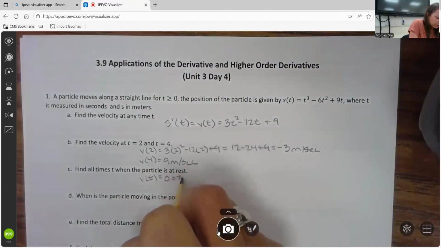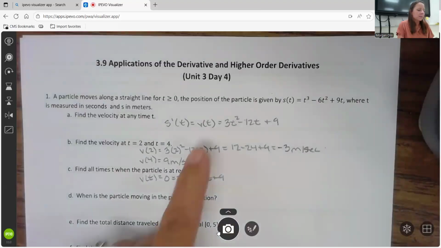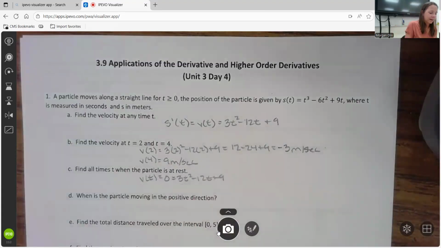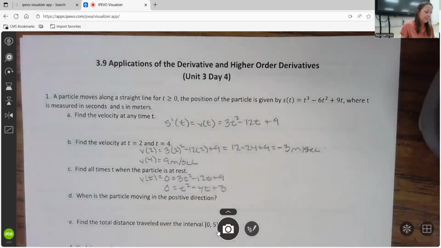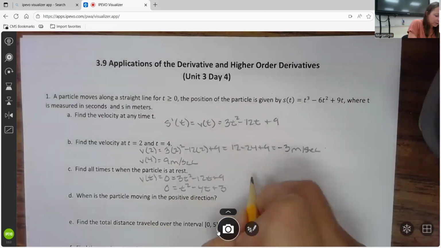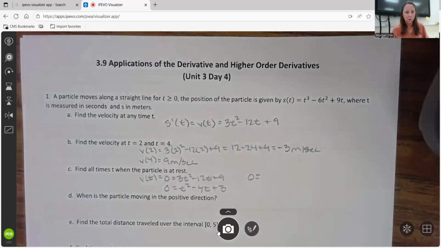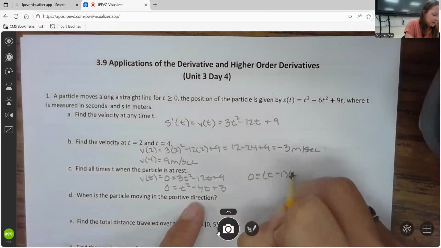So 3t squared minus 12t plus 9. Since I already defined v of t up here, you can just keep using v of t, and you said where it came from. One of the first things I noticed is I can divide out a 3. When I do that, I get t squared minus 4t plus 3. This should be easily factorable. Again, keep putting equals 0 on it. And we get t minus 1 times t minus 3.